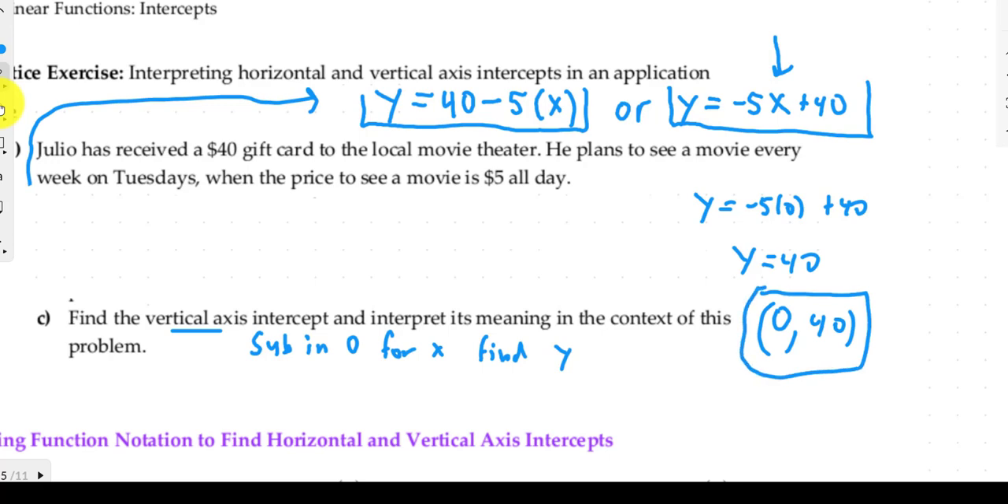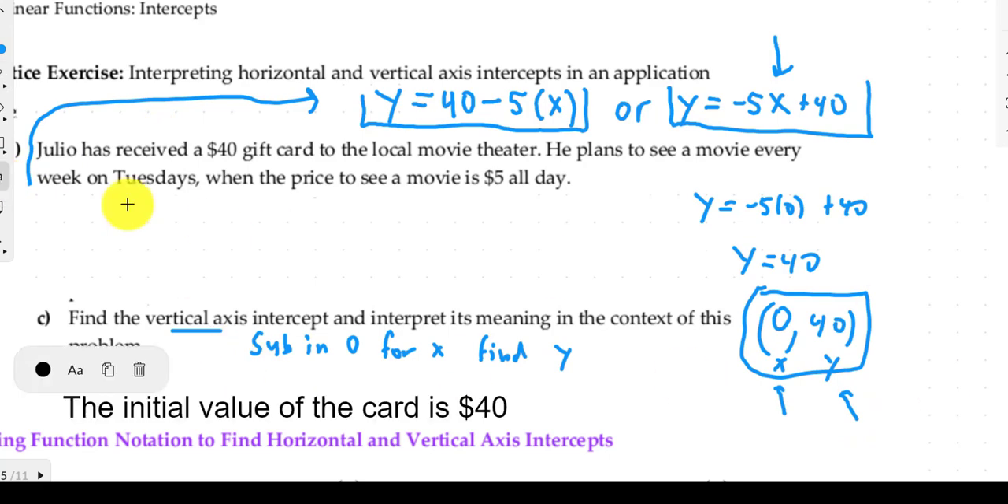And remember, if X is the number of movies and Y is the value that remains on the card, you could say something like, if I've seen 0 movies, the value of my card is $40, right? Or the initial value of my card is $40. Right, so I used my typewriter tool to write the initial value of the card is $40, right? After 0 movies, $40 remains on the card.